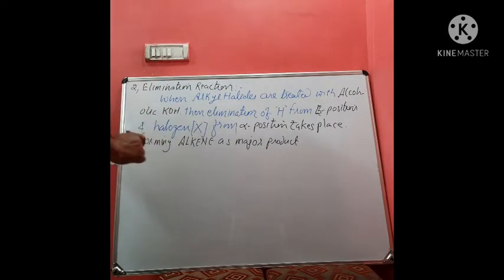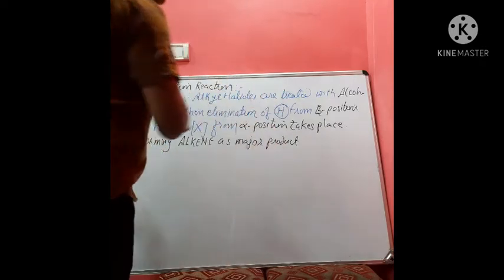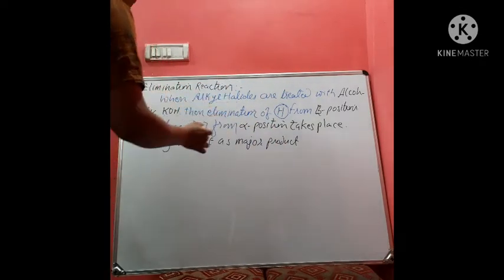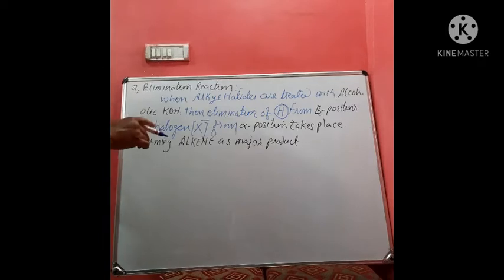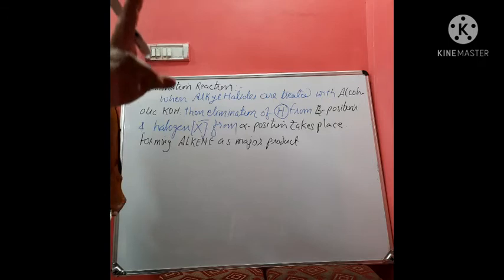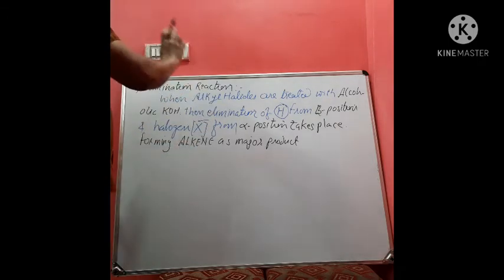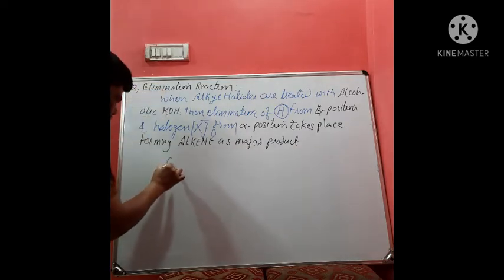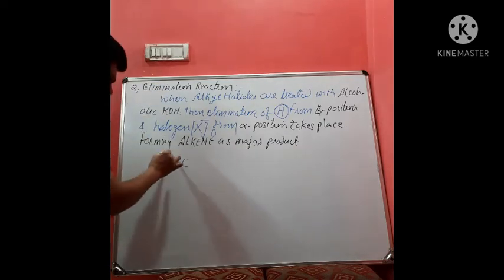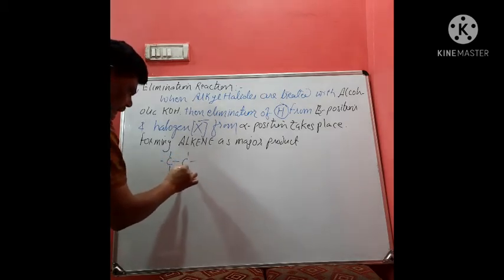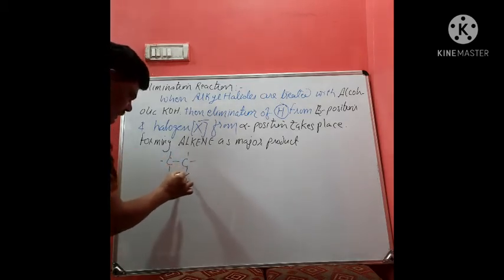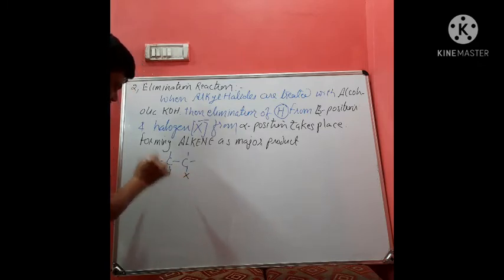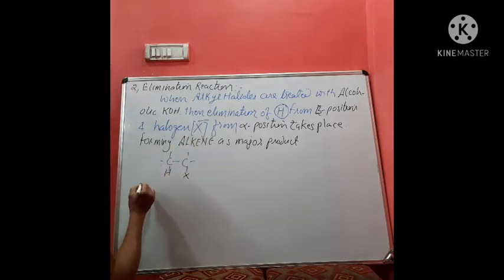Student, here hydrogen is eliminated as well as halogen is also eliminated. That is, elimination of two species from the alkyl halide takes place. Let me write it. See, this is a simple alkyl halide. This is X and this is H. What is this? Ethyl chloride.